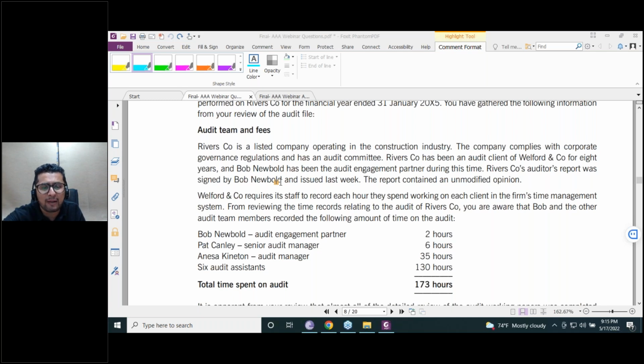River Company is a listed company operating in the construction industry. It's a listed company, so you have to keep that in mind. The company complies with corporate governance regulations and has an audit committee. So they do have an audit committee, and they do follow the corporate governance regulations. River Company has been an audit client of the audit firm for 8 years. No problem with that. And Bob Newbold has been an audit engagement partner during this time.